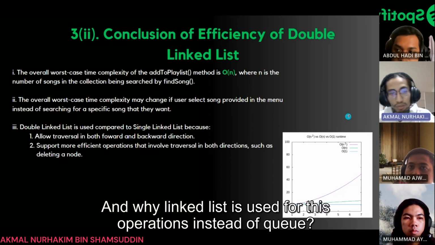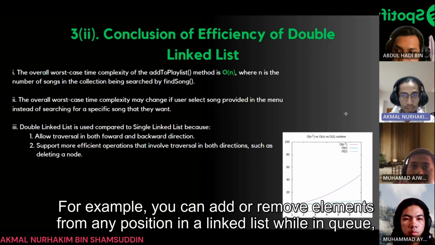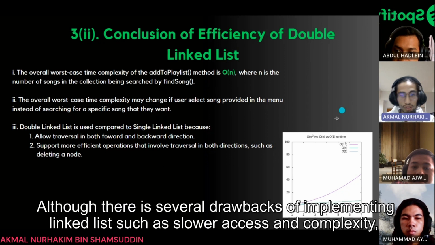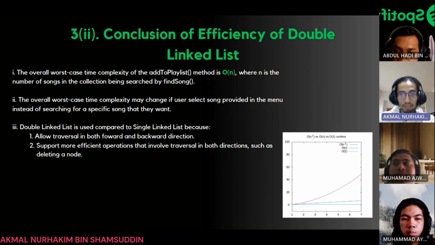And why is a linked list used for these operations instead of a queue? Firstly, linked lists are more flexible than queues. For example, you can add or remove elements from any position in a linked list, while a queue is first in, first out, adding elements only at the rear and removing from the head. Although there are several drawbacks to implementing linked lists, such as slower access and higher complexity, it is a better way to accomplish the features for the program. So I'll pass to the next presenter.